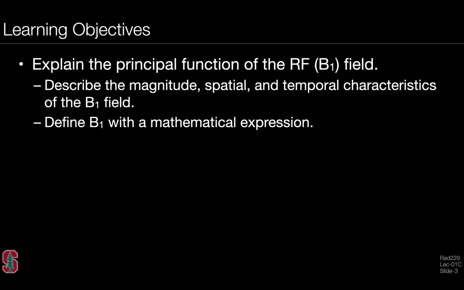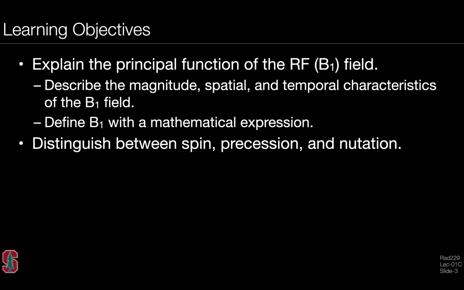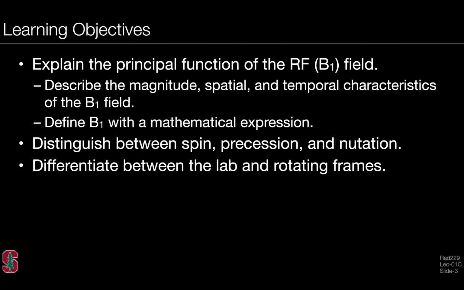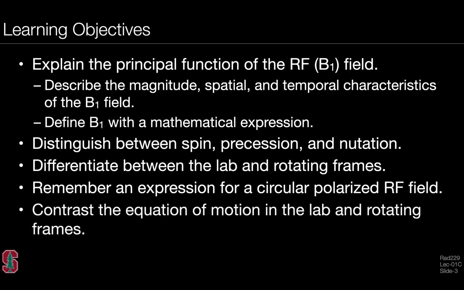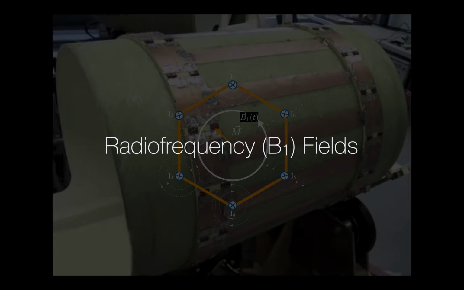The learning objectives for this lecture include being able to explain the principal function of the RF B1 field, describe the magnitude, spatial, and temporal characteristics of the B1 field, and define the B1 with a mathematical expression. To distinguish between spin, precession, and nutation, to differentiate between the lab and rotating frames, to remember an expression for a circular polarized RF field, and to contrast the equation of motion in the lab and rotating frames.